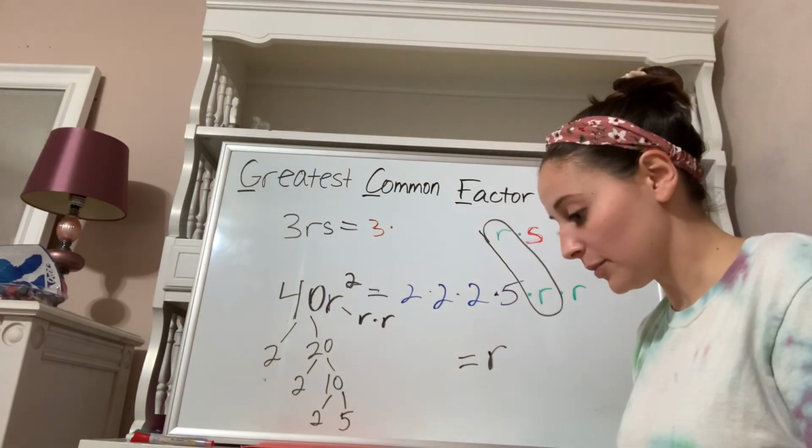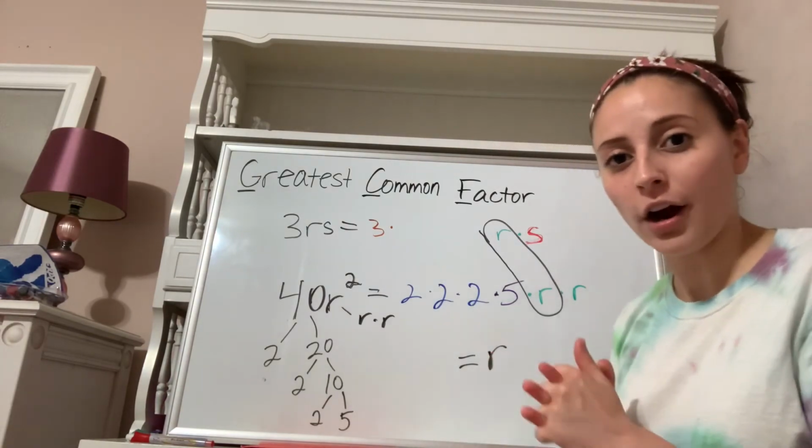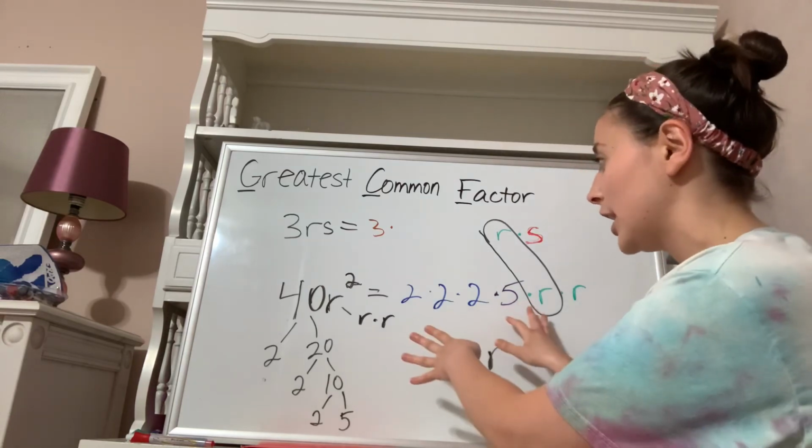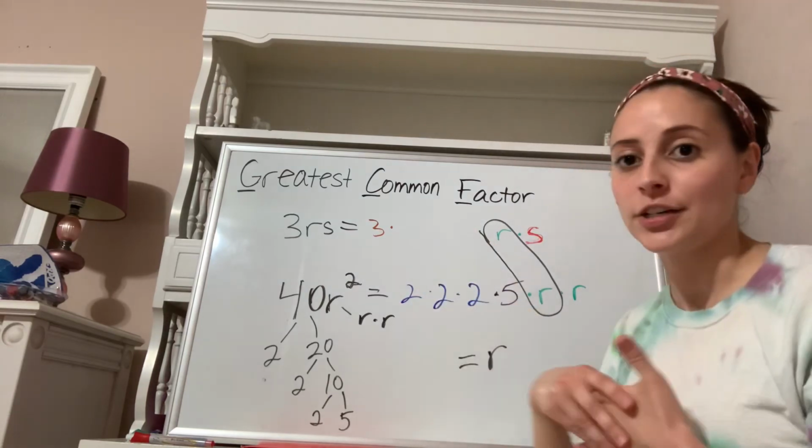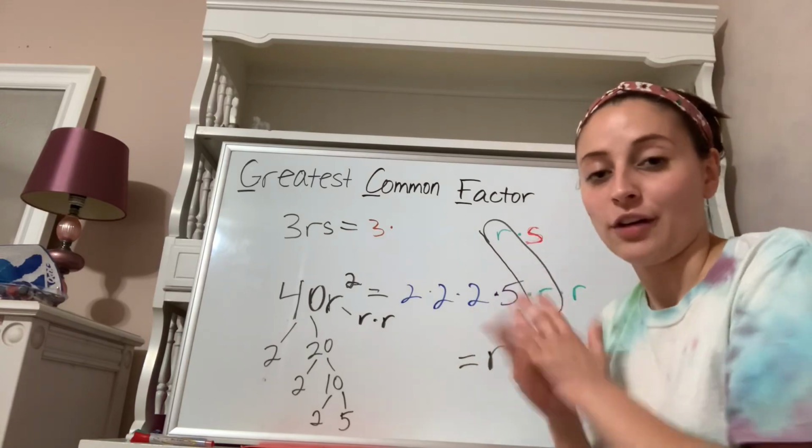Okay, so I hope this was not too hard, right? Because it's just prime factorization, and then finding the common factors, multiplying them together to get your greatest common factor.